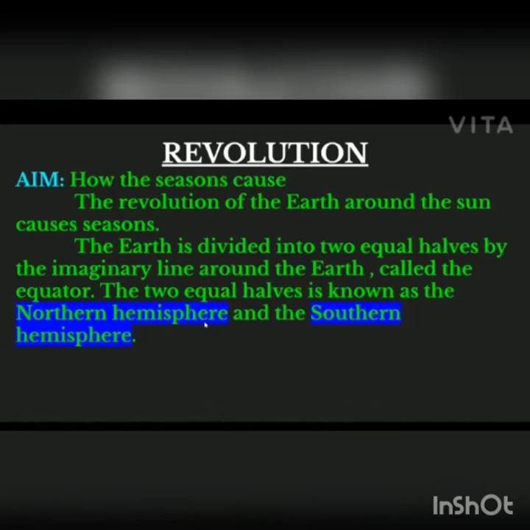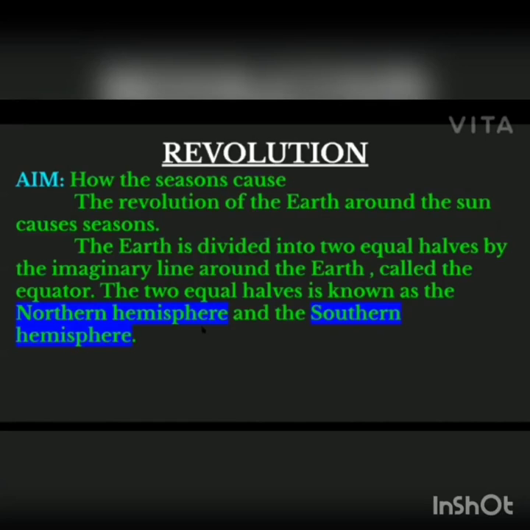Now we are going to discuss revolution. The aim of revolution is to understand how seasons are caused. Seasons are caused because of the revolution. The revolution of the Earth around the Sun causes seasons.